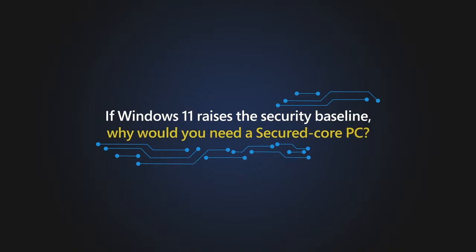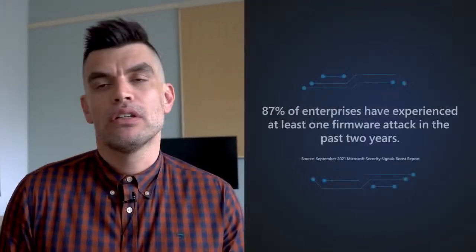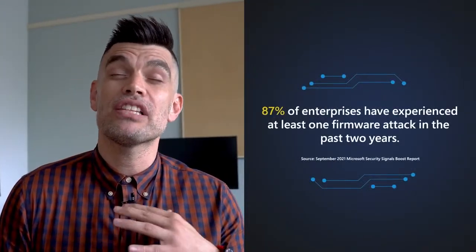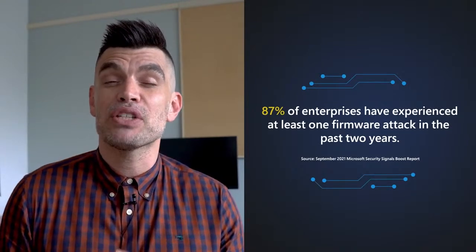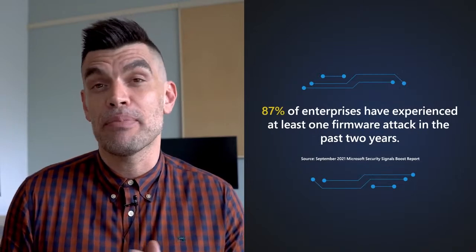Cybercriminals are rapidly evolving their attack techniques, threatening devices at the deeper firmware level. The September 2021 Security Signals Boost report shows that 87% of enterprises surveyed have experienced at least one firmware attack in the past 2 years. Firmware, which runs below the operating system at the core of the device, is emerging as a primary target because it's where critical operations like Windows startup happen. Attackers often try to overwrite firmware by using rootkits to compromise protection, such as the secure boot policy.